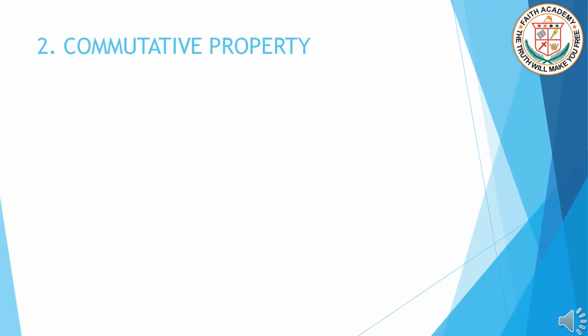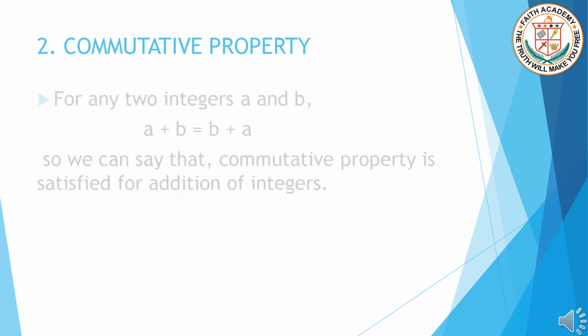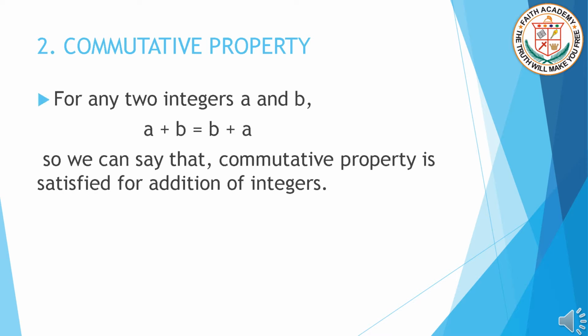The next topic is the commutative property. Commutative property says that if we add two integers and if we change the orientation and then add, both the sum would be same. And if the sums are same, then we can say that commutative property is satisfied for addition of integers. Now let us look at few examples.